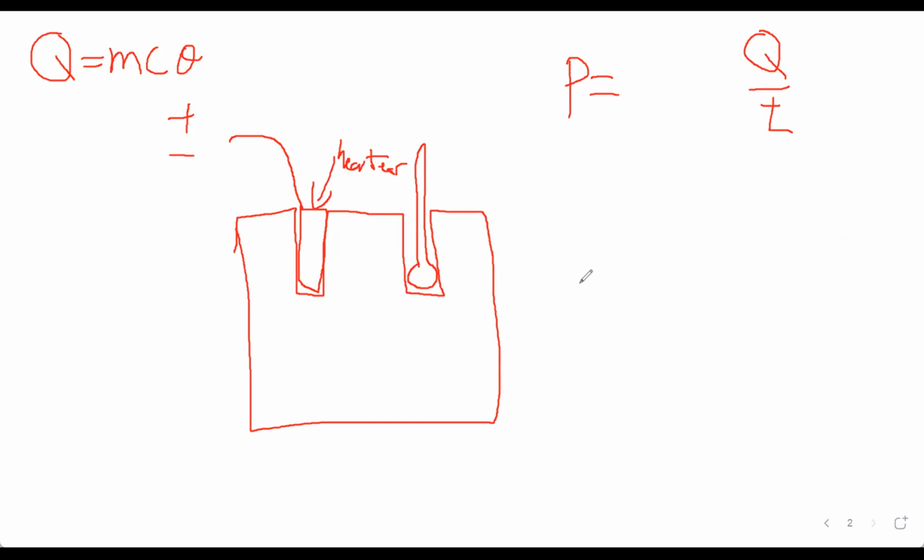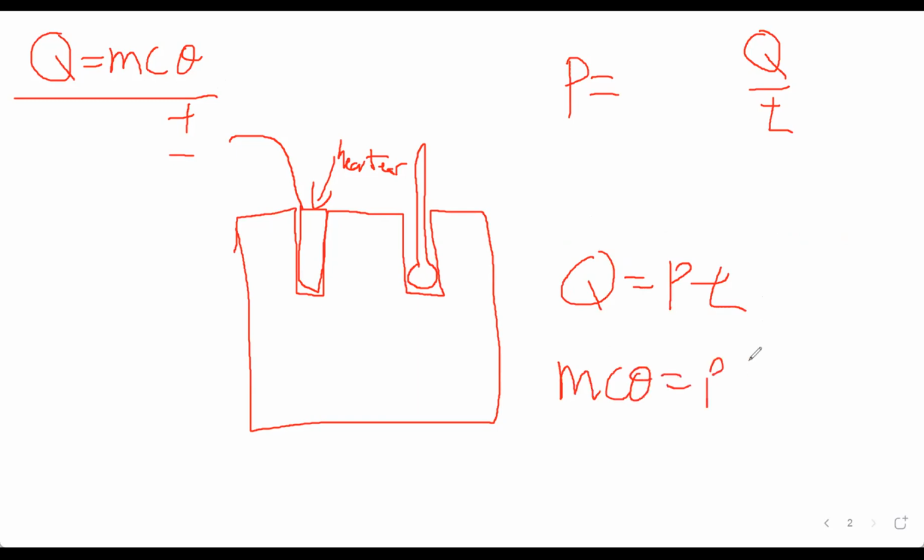I basically mean to say that Q is equal to power times time, right? And in other words, since I already know that Q is equal to mcθ, the general formula here will be mcθ is equal to power times time. Understand? Meaning to say, depending on how much power I supply to this heater and how much time I supply to it, obviously the temperature is going to increase accordingly also. Understand or not, guys? Everyone understand this part?